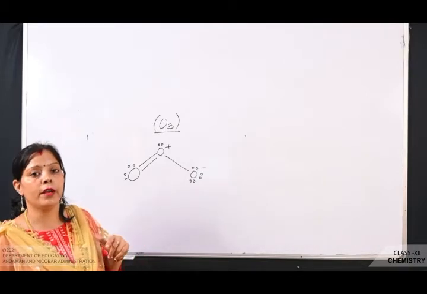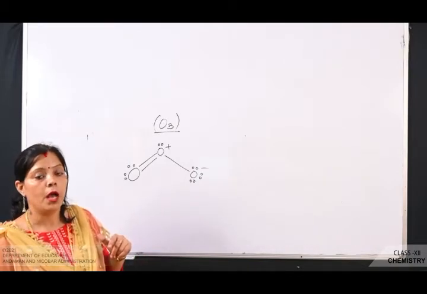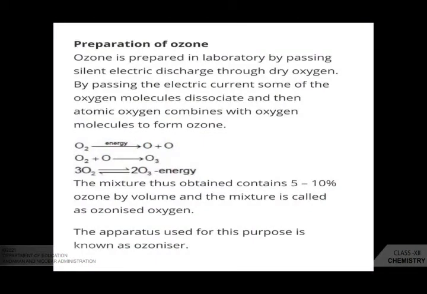This slide is for the preparation of ozone. How can we prepare ozone in the laboratory? You can see the slide. Ozone is prepared in the laboratory by passing a silent electric discharge through dry oxygen. By passing the electric current, some of the oxygen molecules dissociate, and then atomic oxygen combines with an oxygen molecule to form ozone.